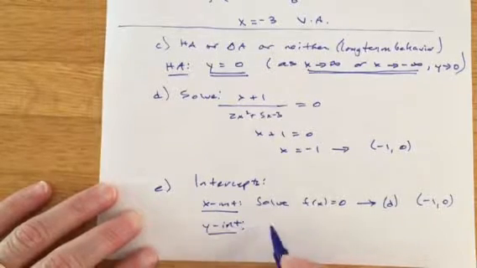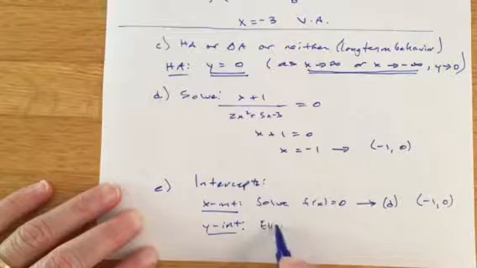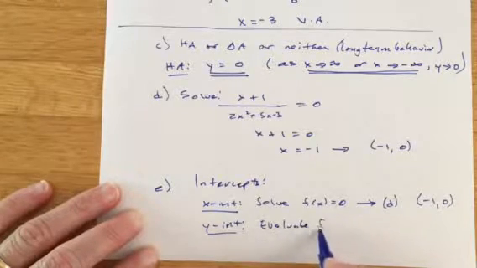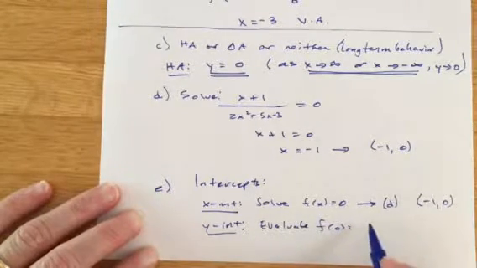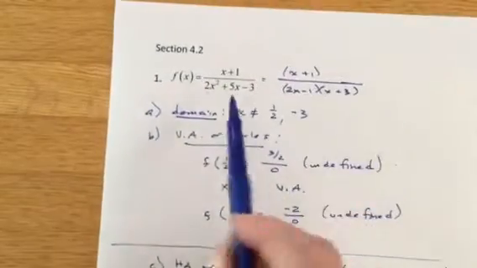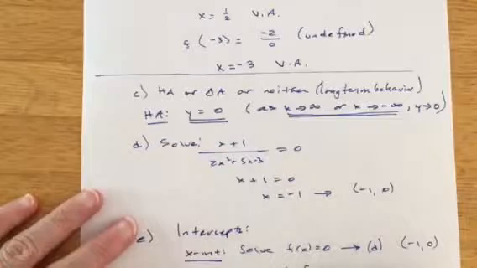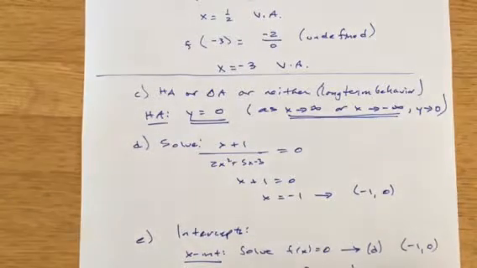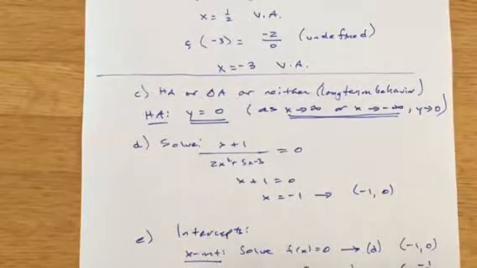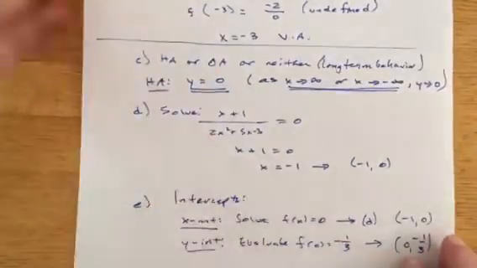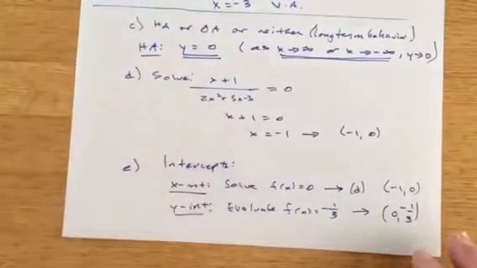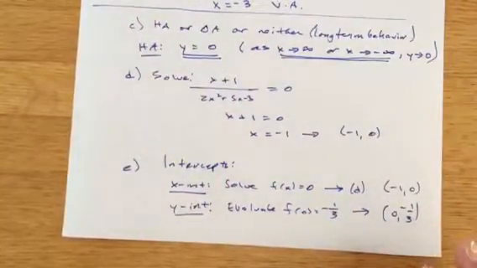For the y-intercept, we have to plug in 0. So remember, this is not a solving, this is just an evaluate. f at 0. If you plug in 0 all the way back in your original, all the x's go to 0. So you just get 1 over -3. So we have the point (0, -1/3). And now we'll just graph this.